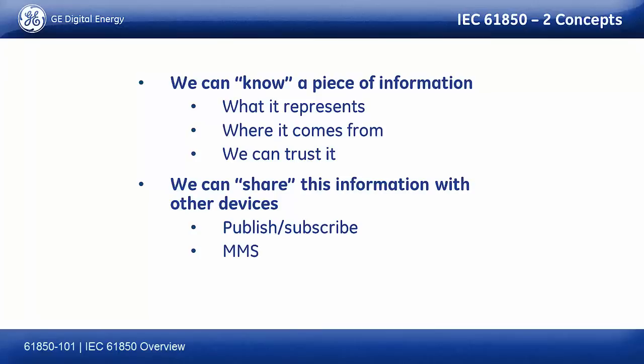The first concept is that we know a piece of information. By knowing a piece of information, we know what this information represents, for example a phase current, where it comes from, feeder 12, and that we can trust this information. So we know what it is, what it represents, what its source is, and that we can trust it and use it in our applications.